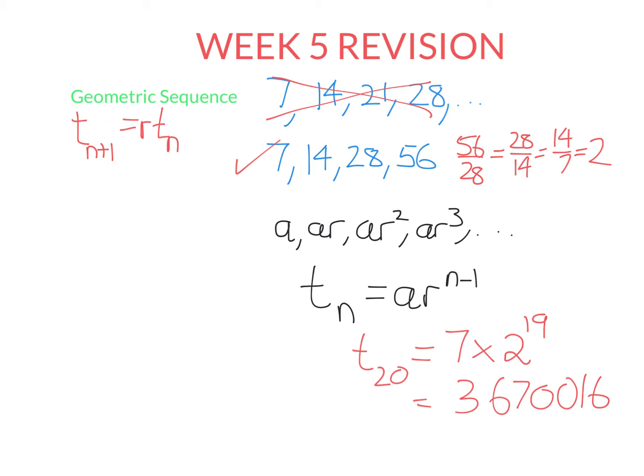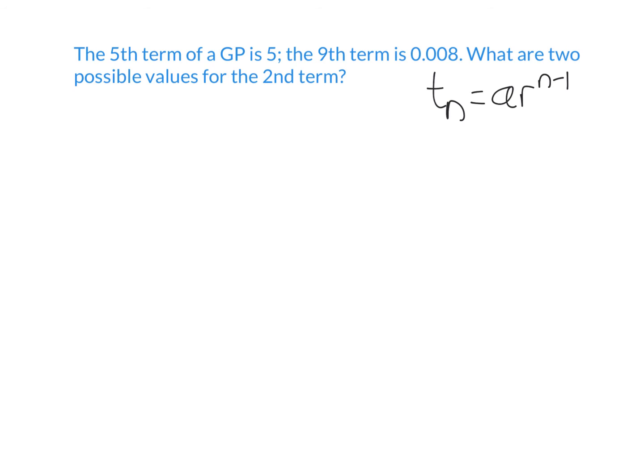They increase exponentially. All right, let's have a look at using this formula here to solve for some of the other things in the formula. So let's look at this question here. We're told the fifth term of a GP, which is just a geometric progression or geometric sequence, is 5. The ninth term is 0.008. What are two possible values for the second term?